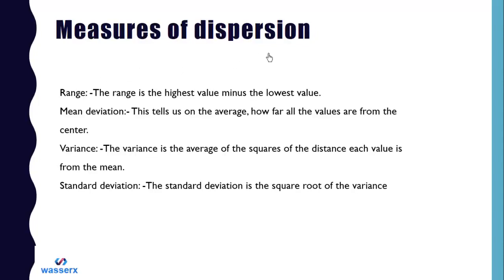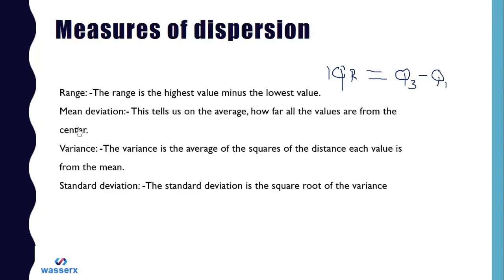Measures of dispersion. These are the statistics that tell us how the data set is spread around the center of the distribution. First we talk about the range, that's the highest value minus the lowest value. Then we can also talk about the interquartile range. The interquartile range is the third quartile minus the first quartile.